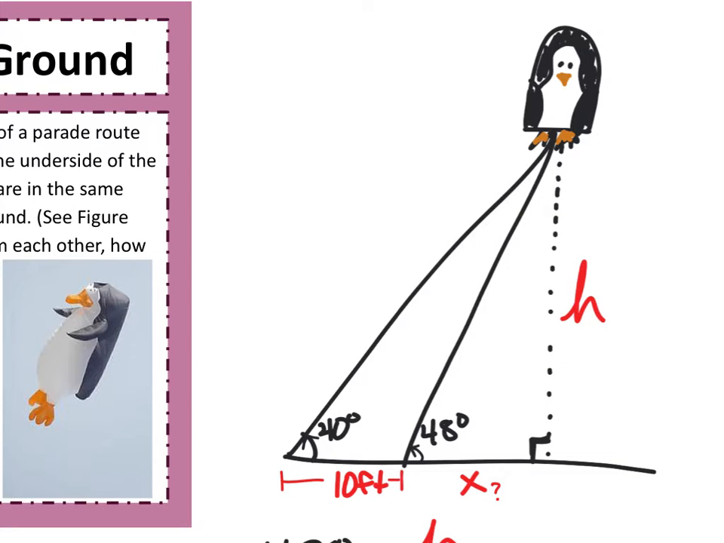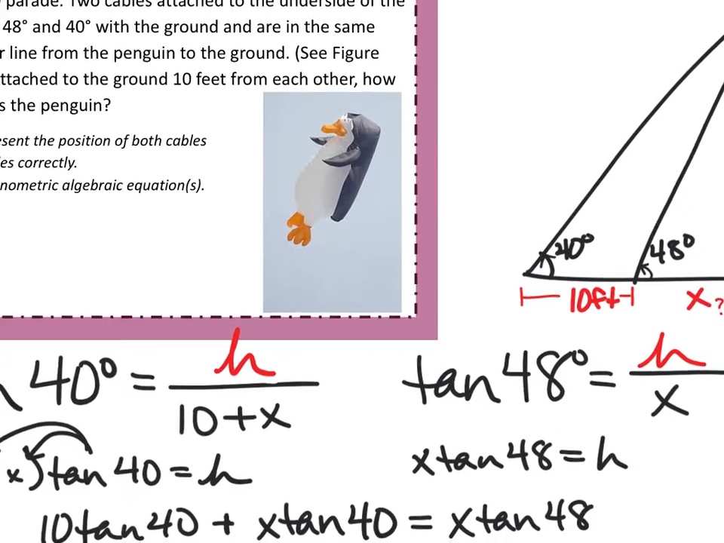So we have some very interesting trig to do here. If you notice, we have two triangles. We have this triangle that uses the 40 degrees, whose opposite side from 40 degrees is h, and whose adjacent side is 10 plus x. We also have this triangle created, whose opposite side from 48 is h, and whose adjacent side is x. Okay, so a trig measurement that involves both the opposite and the adjacent is tangent again.